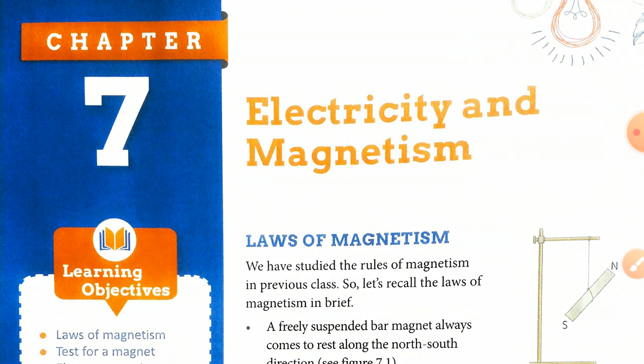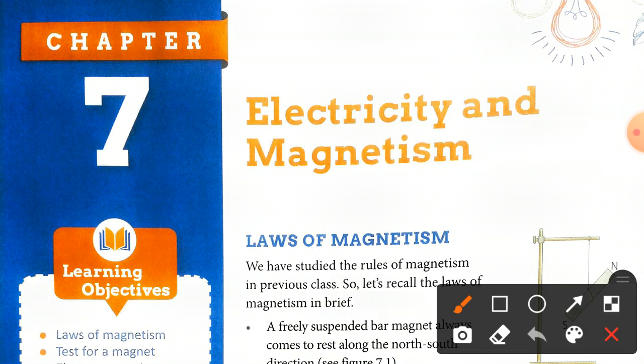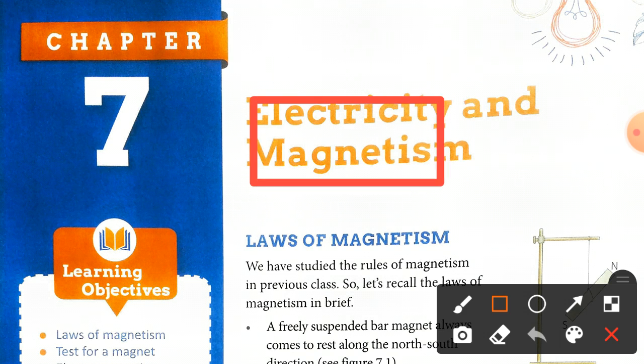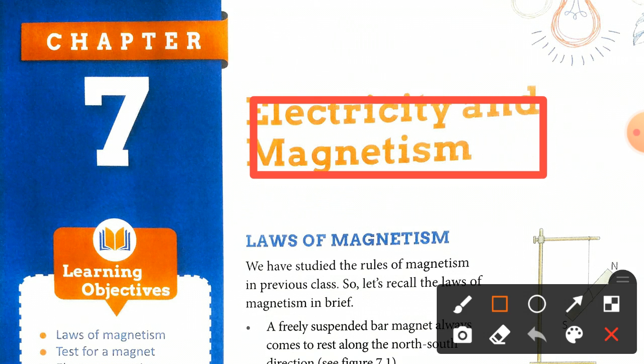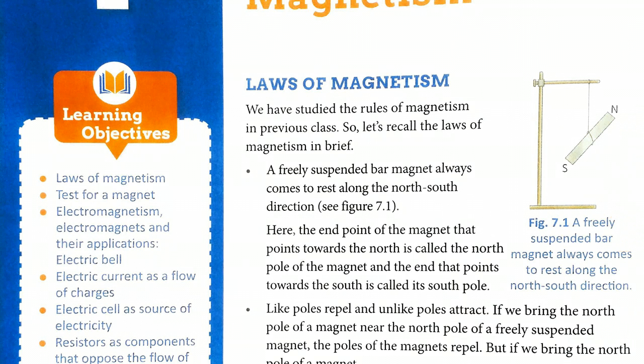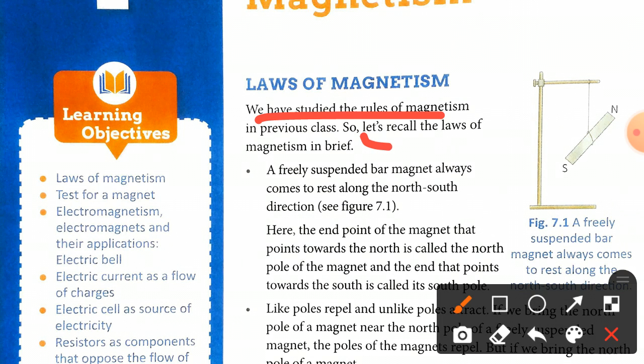Number 7, which is called electricity and magnetism. You can see here this is the chapter we are taking right now. So in this chapter, first we talk about laws of magnetism. We have studied the rules of magnetism in the previous class, so let's recall the laws of magnetism in brief here.